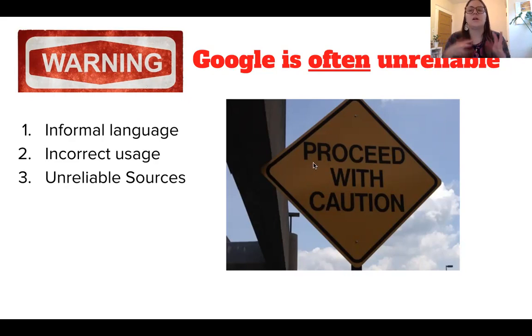And I always tell them, I know some of you are probably going to use Google. You're just going to use it no matter what I say. But if you use it, you need to be super careful. Proceed with caution. Triple check. Look at the sources it's coming from. Don't always trust Google.